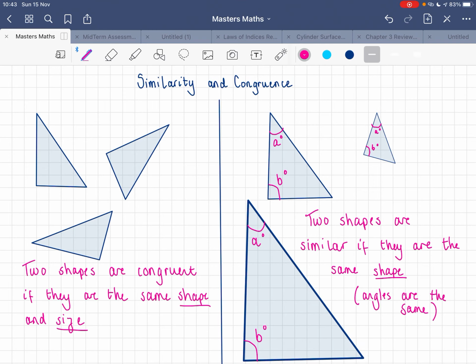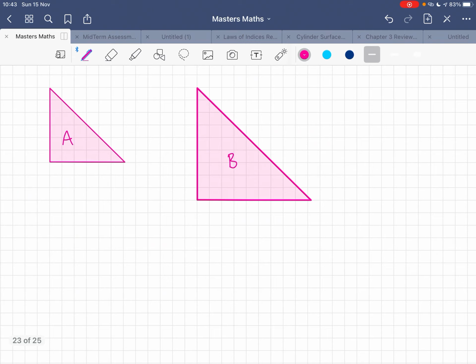So now we know what they are. There's not much more you can do with congruence. An exam question would usually ask you to identify which 2 shapes are congruent, and you would just pick them out. There's not much else we can do with that. But similarity we can use to solve problems, and work out missing sides in a similar shape and things like that. So that is what we are going to look at through the remainder of the lesson.